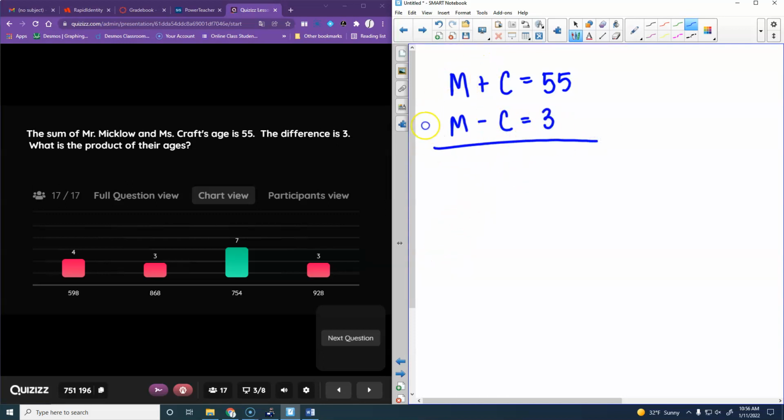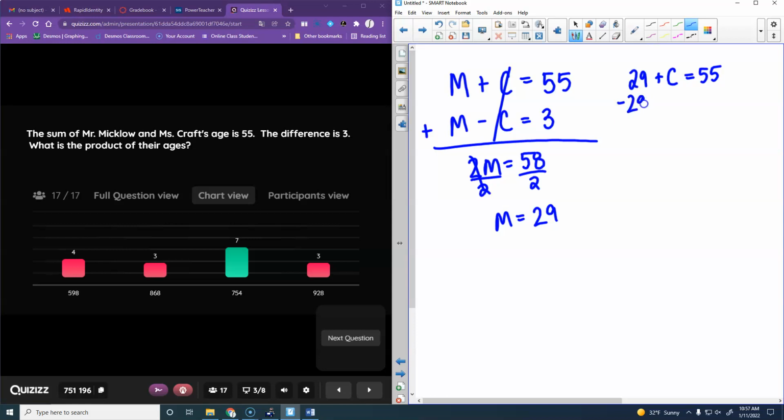And so, if I add these together, my C's are going to cancel. I've got 2M equals 58. Divide by 2. And M is going to equal 29. Place that up there. All right, so we're going to put that back up here. So 29 plus C equals 55. We subtract 29. And so C is going to be, let's see, what to borrow here.